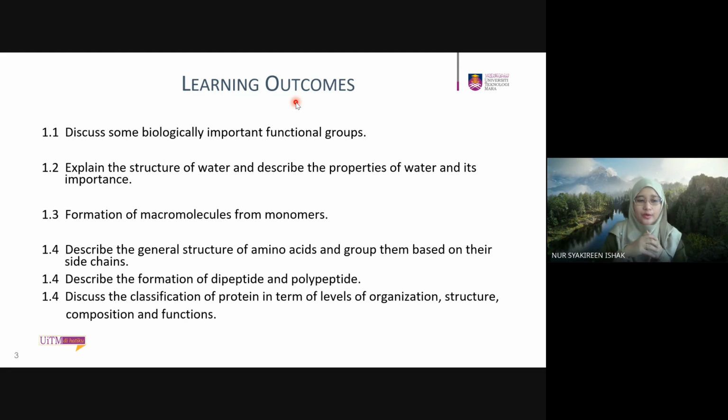And then 1.4, describe the formation of dipeptide and also polypeptide. One amino acid attached to another amino acid forms a dipeptide. When three or more amino acids are joined together, it forms a polypeptide. The amino acids in a polypeptide chain are joined by peptide bonds. Later we are going to look at how peptide bonds are formed. And then 1.4, discuss the classification of protein in terms of levels of organization, structure, composition, and also function.